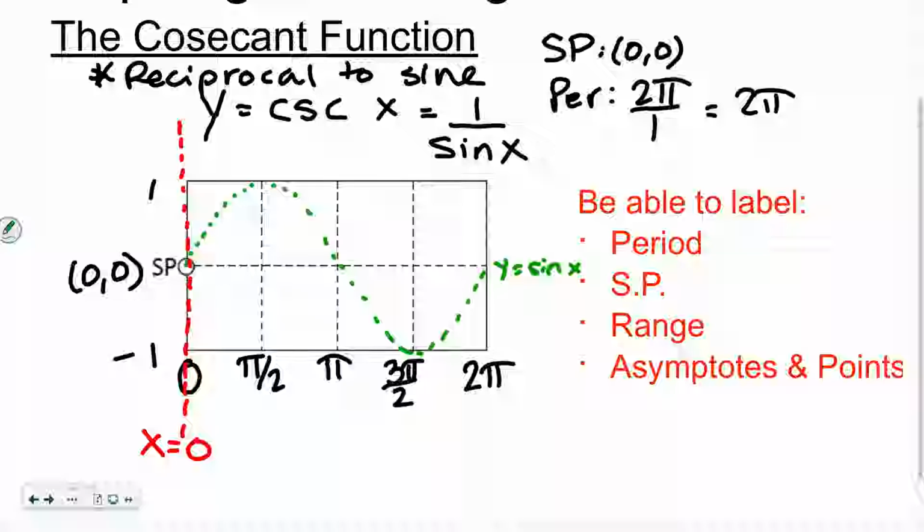Now, when I move to the next point that we put in the table for sine, which was pi over 2, I just picked all the quadrantal angles because they were really easy. When I put pi over 2 into the sine function, we got out 1, right? That's at 90 degrees. Well, if I'm doing cosecant of pi over 2, I want to do the reciprocal of that value. What's the reciprocal of 1? 1. 1 over 1 is 1. So that point, pi over 2, 1, that's a point on the sine graph. It's also a point on the cosecant graph. So they share that point.